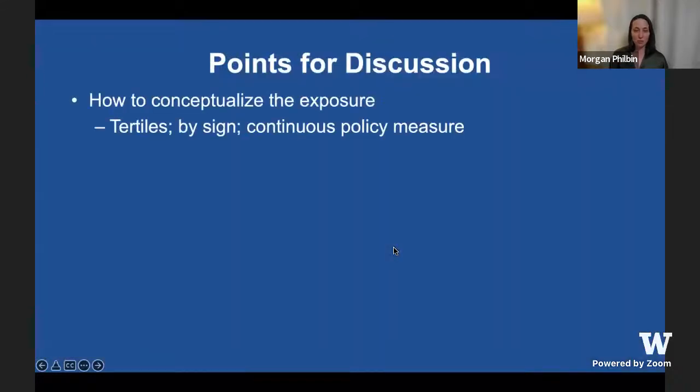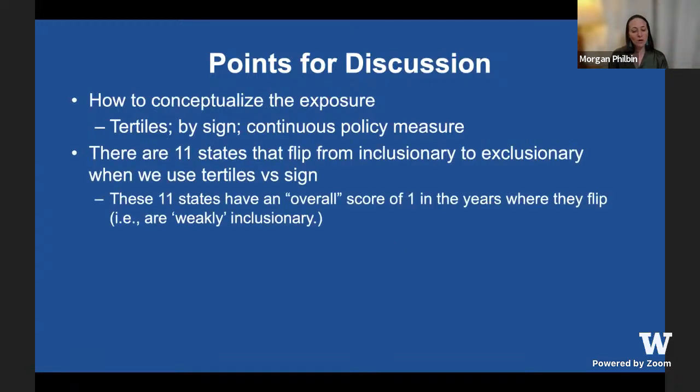So looping back to our points for discussion, one of the things we're still thinking through is how to conceptualize the exposure, like I mentioned. And one thing I want to highlight is we were starting to fiddle around with, okay, why are we seeing this shift when we use sign or when we use tertiles? One is that there are 11 states that flip from inclusionary to exclusionary when we use tertiles versus sign. And these 11 states all have an overall score of 1, so they're weakly inclusionary when we flip them. So we can see exactly which states flip and start to think about how that matters.